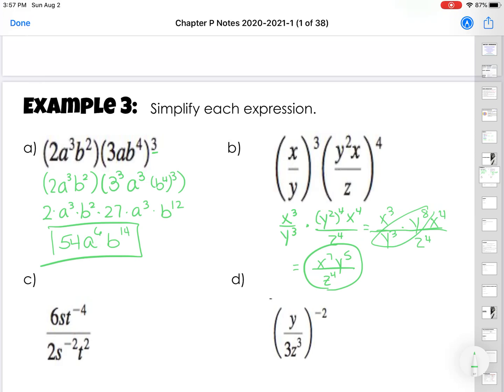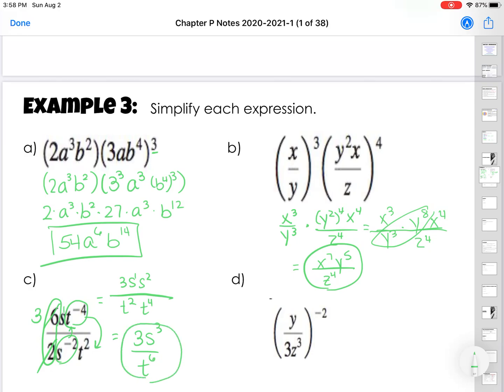All right, in C, we can do a few things here. That 6 and the 2, I can almost treat that as just regular division. So that would leave me with just a 3 in the numerator. Okay, so let's do that. We've got the 3 over. We have s to the first and s to the negative 2. So that negative 2 is really going to be brought up. So that's an s to the first and now an s to the second. This t to the negative 4th has to go down, and we already had a t squared there. All right, so that's 3 times s to the 3rd over t to the 6th.